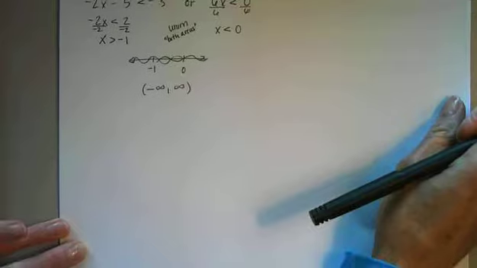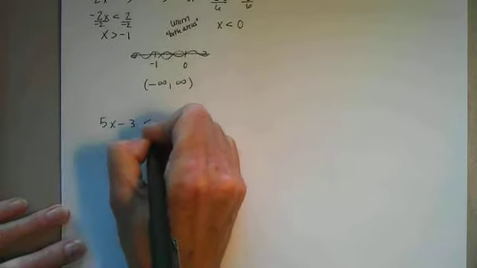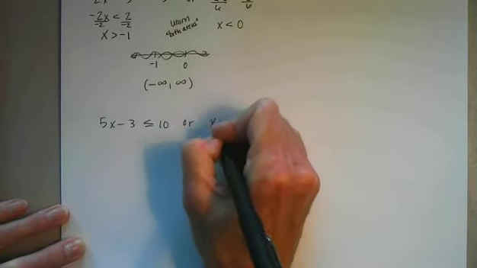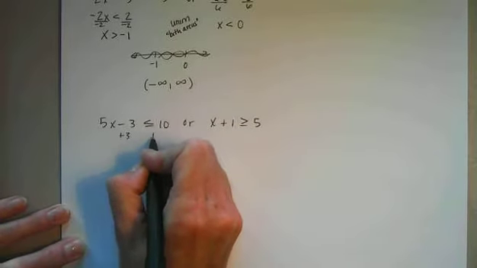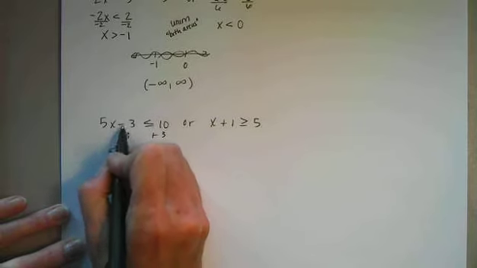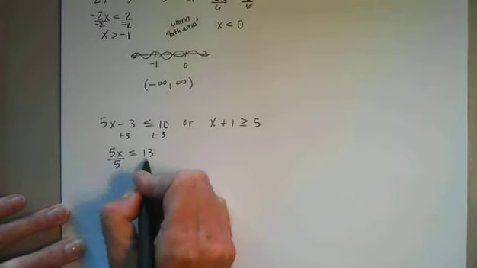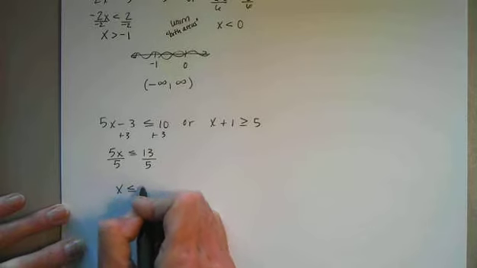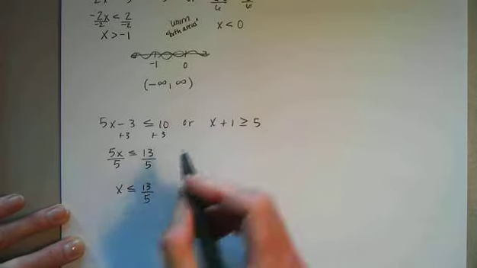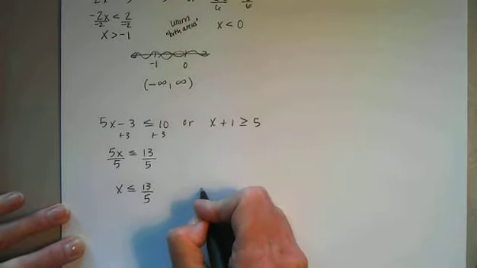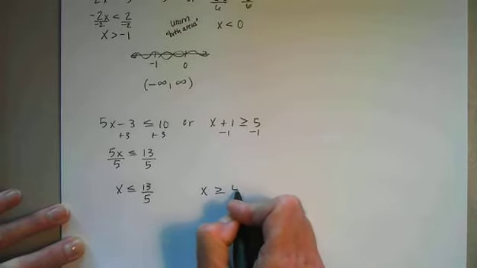Alright, one more of those ors. How about this one? 5x subtract 3 is less than or equal to 10, or x plus 1 is greater than or equal to 5. So I'm going to go, the furthest thing from x is the 3, and so the opposite operation is to add 3 to both sides. And then I have to divide both sides by 5. So x is less than or equal to 13/5. And we never divide by a negative, so we don't flip our arrow. And over here we just have one step. And so I'll write it down here by my other one. All I have to do is subtract 1 from both sides. So I have x is greater than or equal to 4.